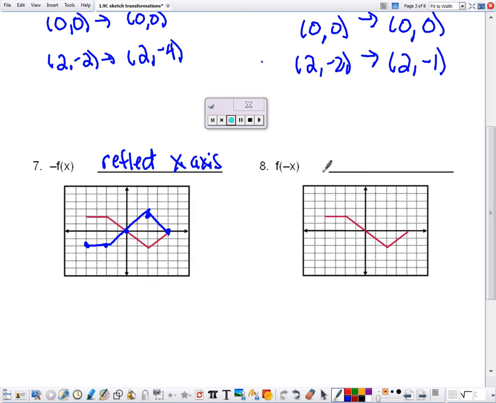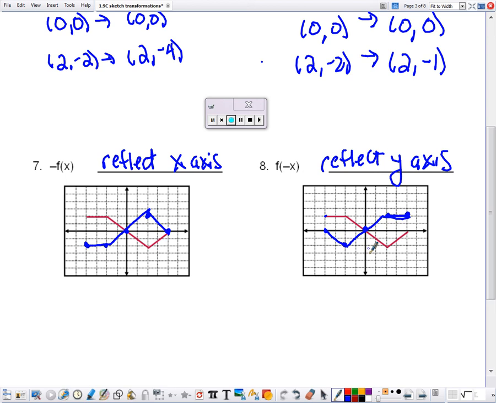The negative in here reflects over the y-axis. So this point reflects all the way over to here. And this point reflects to here. 0, 0 stays. This one goes over to the other side. And same thing, this point goes to the other side. And there's our graph.